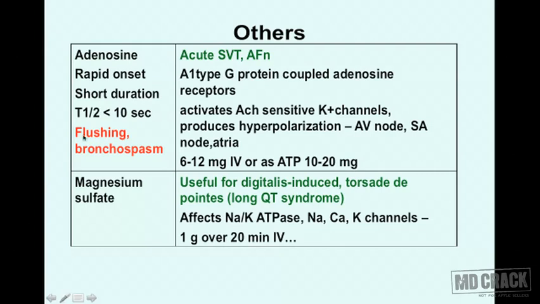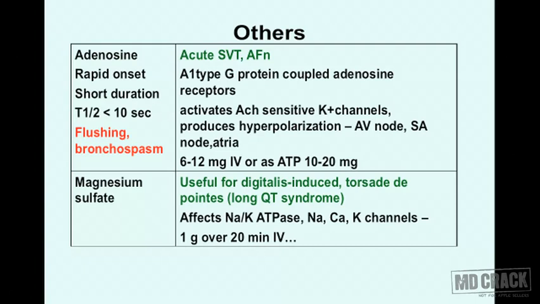How does it act? It acts on the adenosine receptor, which is the A1 type G protein coupled receptor, and is associated with activation of the acetylcholine sensitive potassium channels. It produces hyperpolarization and is effective in the AV node, SA node and atria. And you use it by intravenous route, 6 to 12 milligrams, or it's also available in the form of ATP, that's 10 to 20 milligrams. Adverse effects are flushing and bronchospasm, but as you know, the half-life is very short. These adverse effects are also very short lasting.